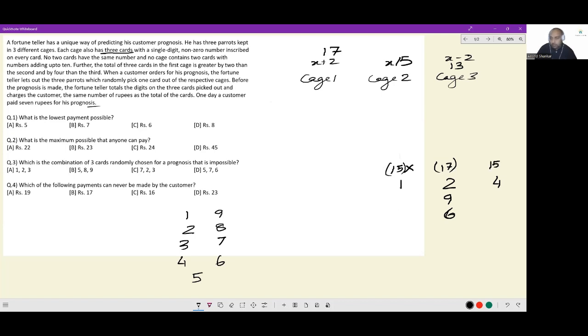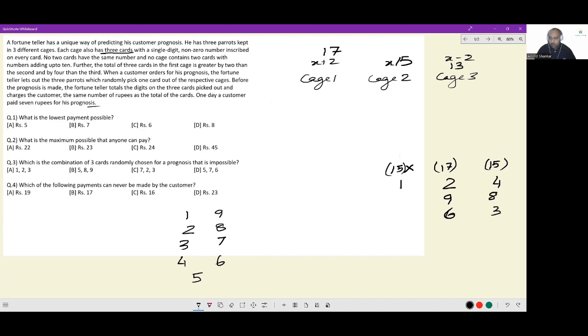How about getting this group to add up to 15? I already have 4. I need 11 more. 9 and 2 wouldn't work because 9 is already used up and 2 is also already used up. How about 8 and 3? 8 and 3 I can potentially use. How about 7 and 4? No, 4 is already used up. Can I use 6 and 5? No, 6 is already used up. So the only way I can add up to 15 here is if I use 8 and 3.